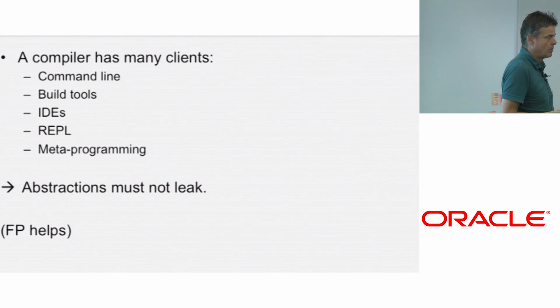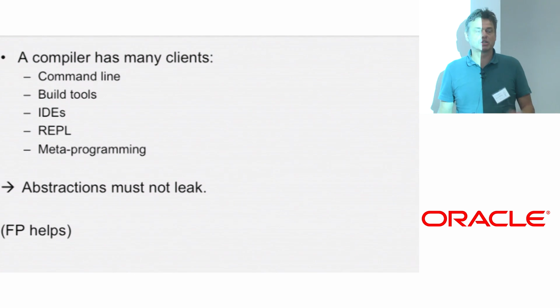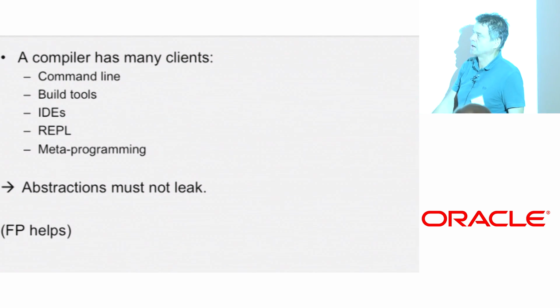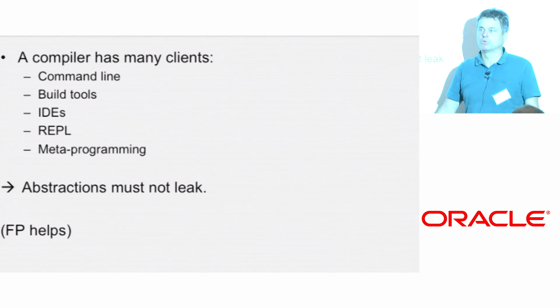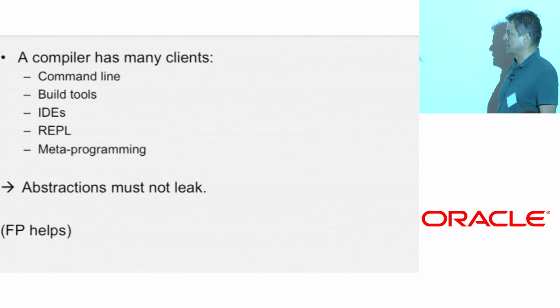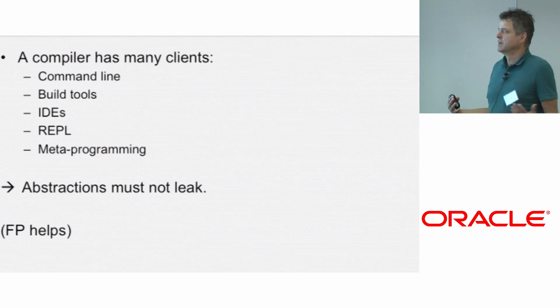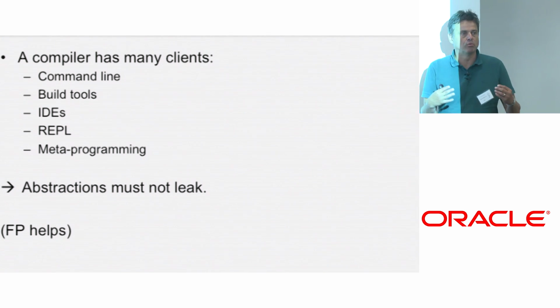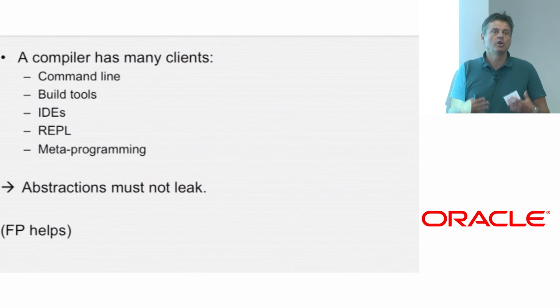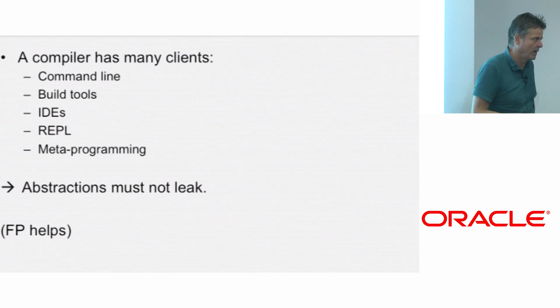And the final challenge was reusability. A compiler has nowadays many clients. It's no longer just a batch command. You can use it from the command line, but it's also used from build tools, and build tools sometimes want to be smart about incremental compilation. It's used in IDEs, in the REPL, in metaprogramming. So the abstractions that a compiler provides must not leak. You want a good API with which these environments can interact with your compiler.